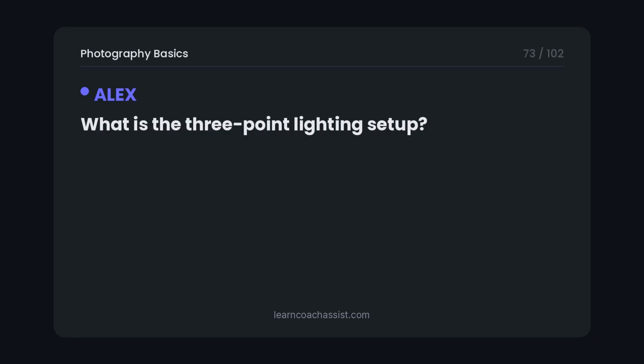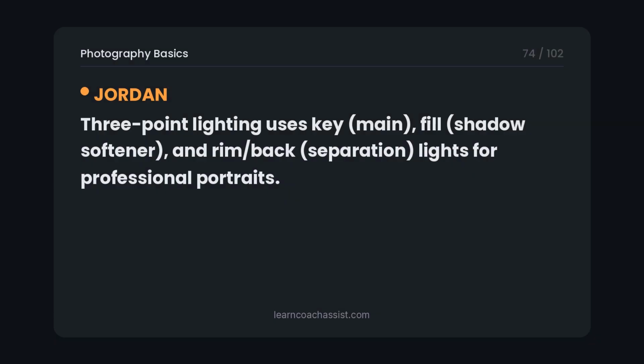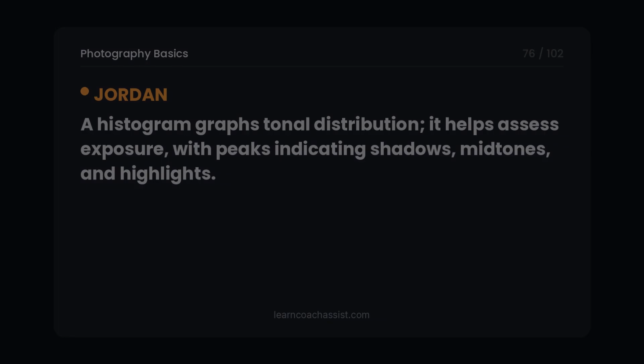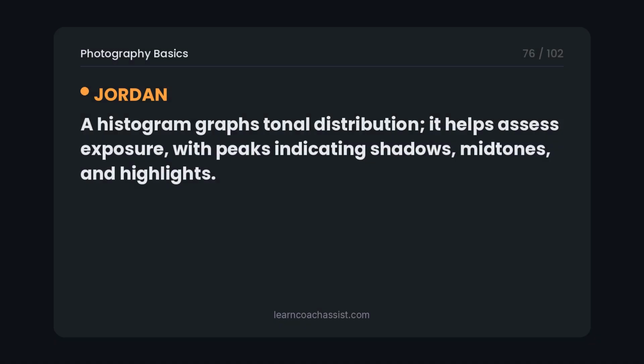What is the three-point lighting setup? Three-point lighting uses key, main; fill, shadow softener; and rim/back, separation, lights for professional portraits. What is a histogram? A histogram graphs tonal distribution. It helps assess exposure, with peaks indicating shadows, mid-tones, and highlights.